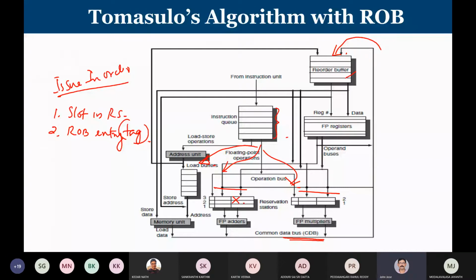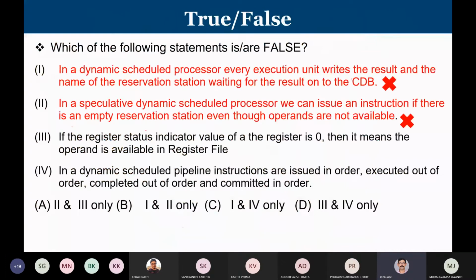So the statement: in a speculative dynamic scheduled processor, we can issue an instruction if there is an empty reservation station that is required, even though operands are not available. Along with an empty reservation station, we require a slot in the reorder buffer. Since the reorder buffer is not mentioned, the statement is wrong. We require simultaneous availability of space in the reservation station as well as the reorder buffer.